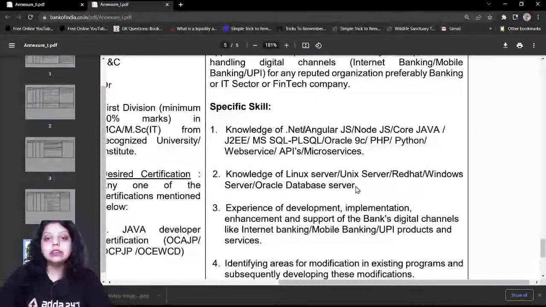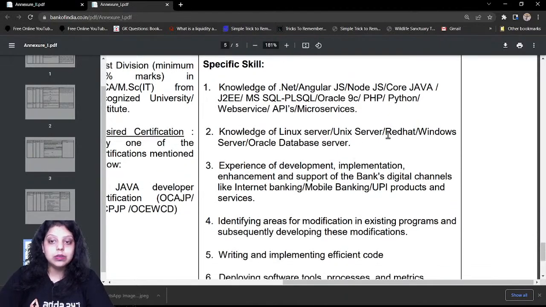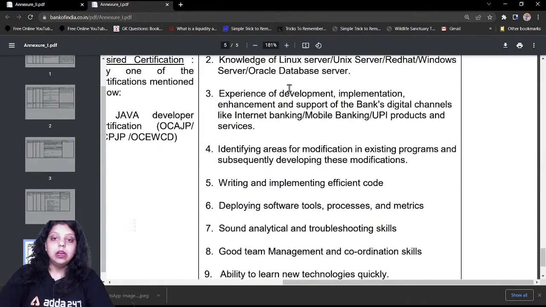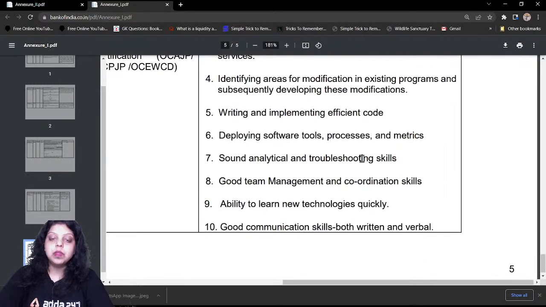Now when it comes to specific skills, knowledge of .NET, Angular JS, Node JS, Core Java, J2EE, MS SQL is required. Then knowledge of Linux server, Unix server is required. Then experience of development, implementation, enhancement, and support of bank's digital channels like internet banking, mobile banking, UPI products, etc. It means you should have experience of NPCI retail payments products. Identifying areas for modification in existing products and subsequently developing these modifications, it means the kind of innovative work you should do here. You should have experience in that.